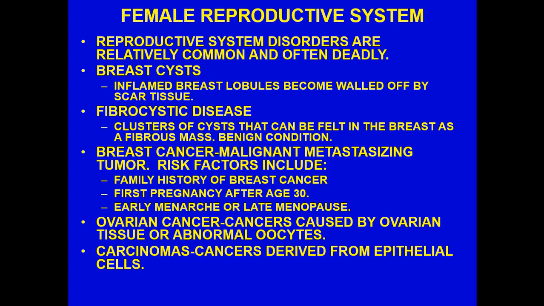But breast cancer, usually that's a malignant metastasizing tumor. The risk factors include a family history of breast cancer, the first pregnancy after the age of 30, early menarche or late menopause. And there have been genes that have been isolated that seem to cause a high risk of breast cancer.